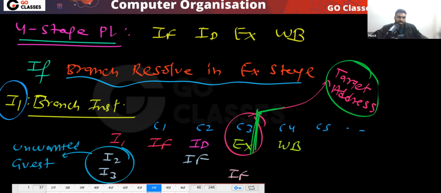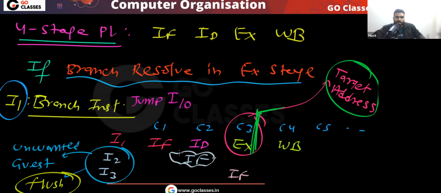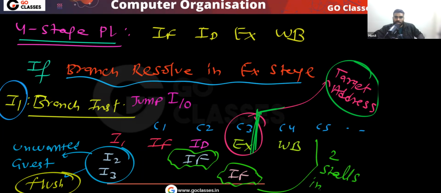Now by chance, if you know that we will jump, then these should be flushed. For example, if this is your instruction jump IK, or maybe jump I10, then we will flush them. Because you are flushing them, how many bubbles are created? One bubble and one bubble. So two bubbles are created. So there are 2 stalls in the pipeline. That is your branch penalty.